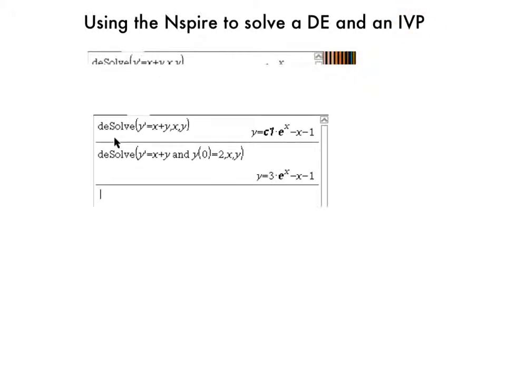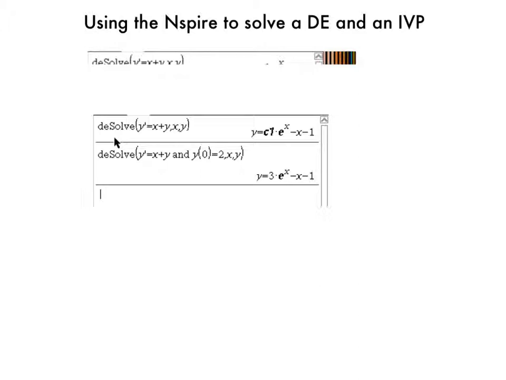So what you see here is the command that'll give you the solution. And it's a general solution, that's why this constant is here. And so just to make sure you follow how this works, y prime, the derivative, is equal to x plus y. My independent variable and dependent variable follow. Now the IVP is the same statement, except it says and y of 0 is equal to 2. And when we do that, here is what we get as our solution.